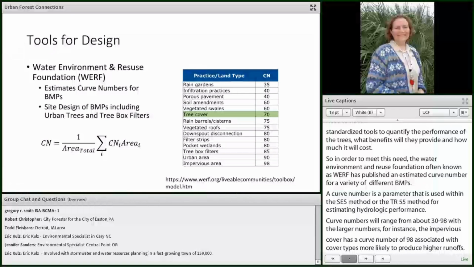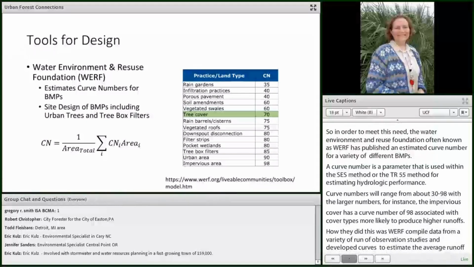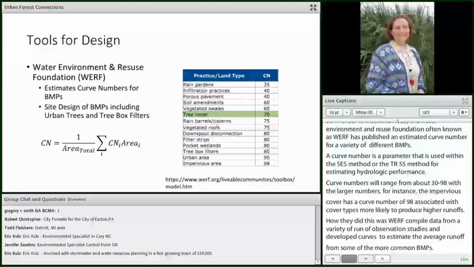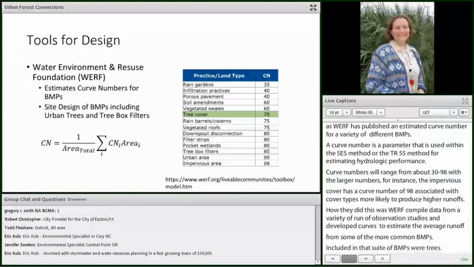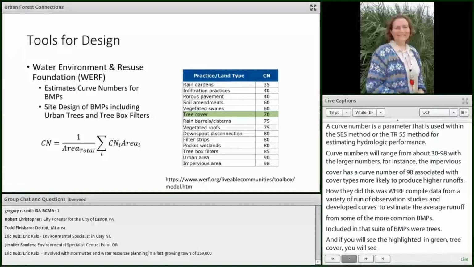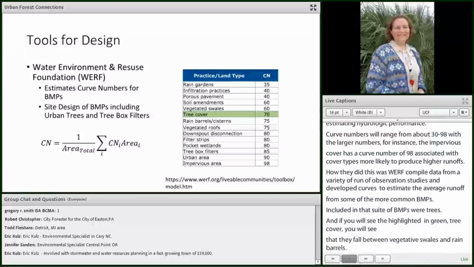And if you'll see the highlighted in green, the tree cover, you'll see that they fall between vegetated swales and rain barrels. This is fairly logical if you look at the function that trees provide, that interception of rainfall in the canopy as well as the preferential flow.